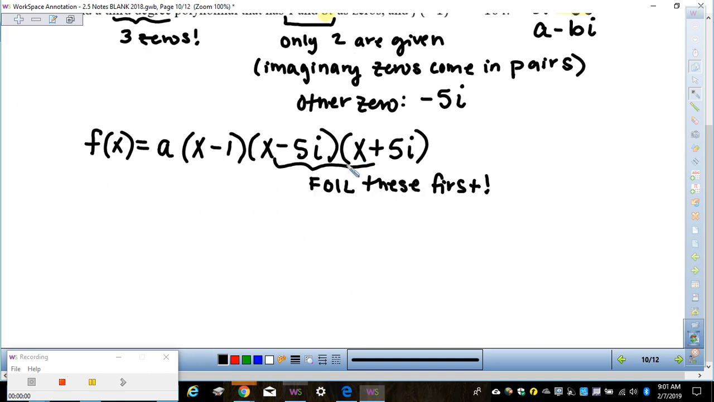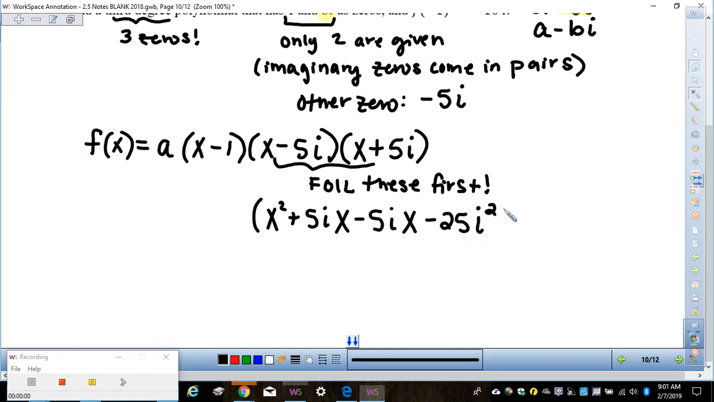All right, so when we do that, we've got x times x, which is x squared, x times 5i, just plus 5ix, x times negative 5i will be negative 5ix. Then we have negative 5i times positive 5i. So negative 5 times 5 is negative 25. i times i is i squared. All right, so let's look at simplifying this down. The 5ix and the negative 5ix, those are like terms. One's positive, one's negative, so those are going to cancel.